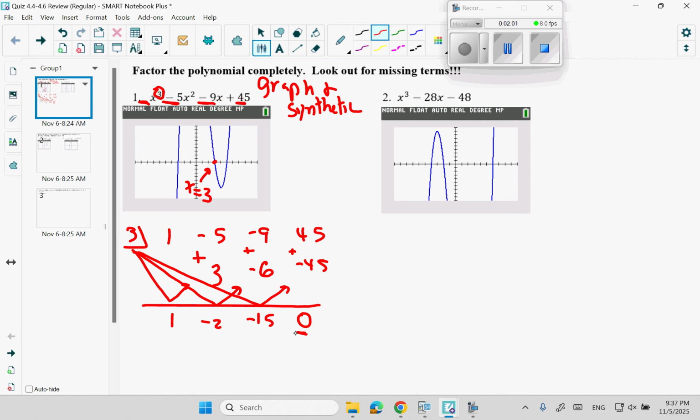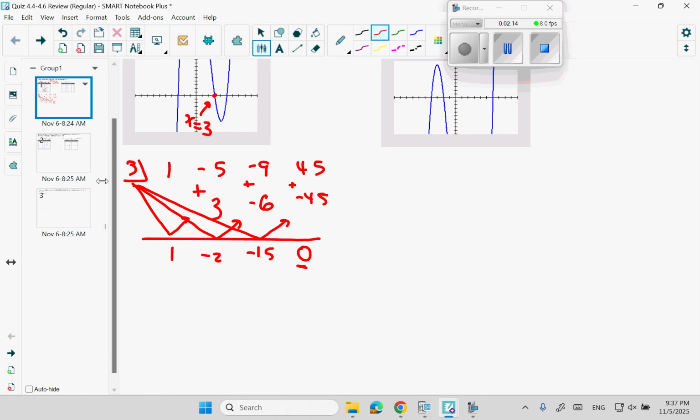If you did not get a 0 for the remainder, one of two things happened. Either you graphed incorrectly and picked a wrong x-intercept, or you synthetically divided incorrectly. So double check both your work there. Anyway, so that's my remainder, which makes my -15 my constant, my -2 my x, and 1 x squared. So I get x squared minus 2x minus 15.